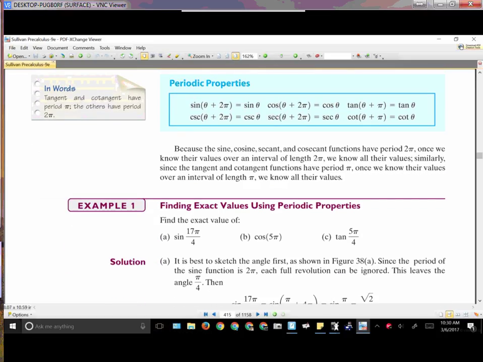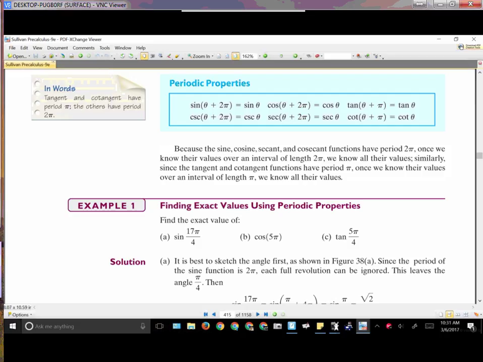So, periodic properties. Another little thing for that wonderful sheet of paper that you've got there. Sine and cosine, you add 2 pi, you get back to where you started from. Tangent, you just add a pi. Cosecant and secant, you add a 2 pi. Cotangent, you simply add a pi.